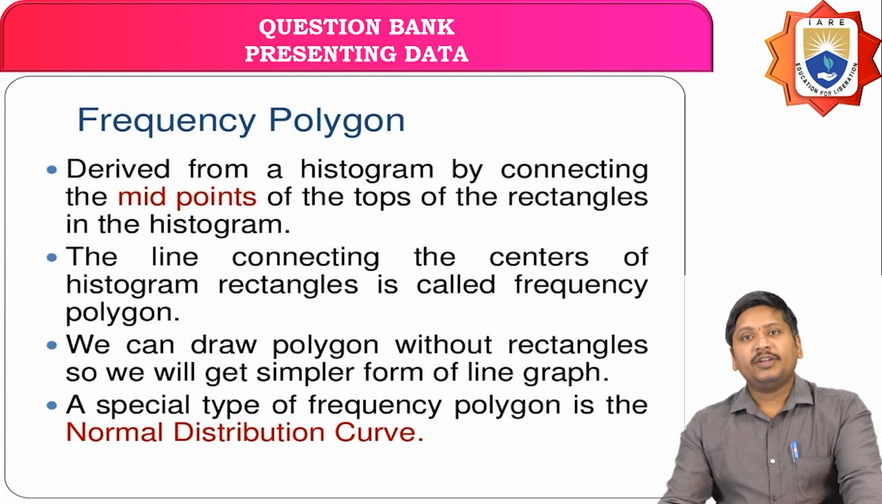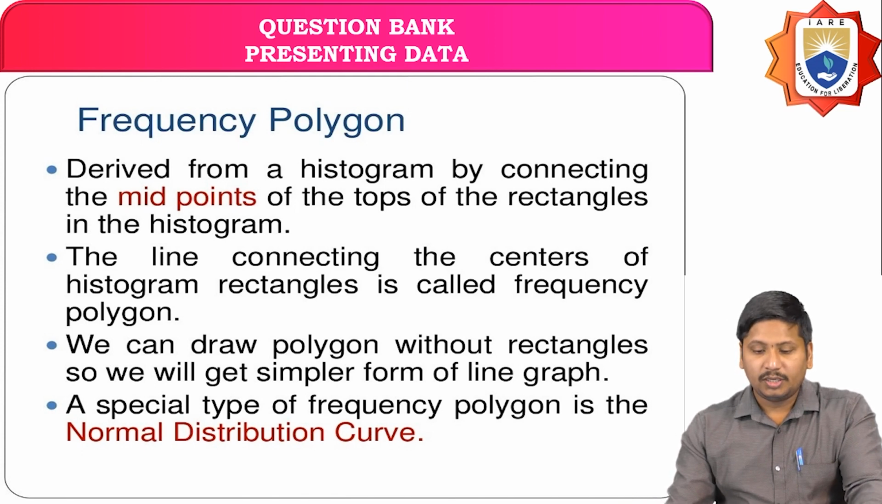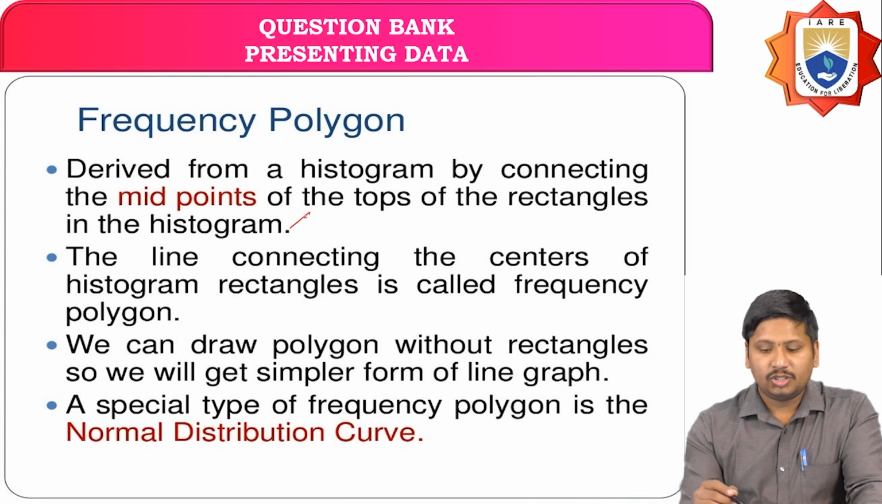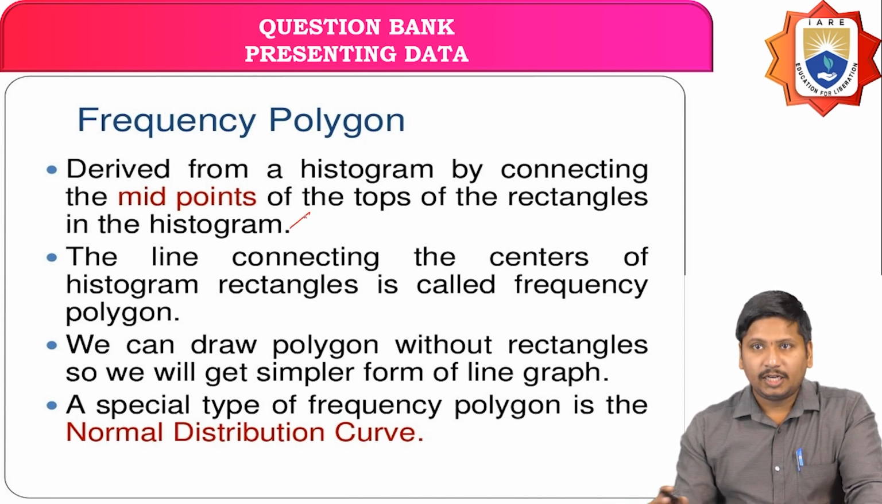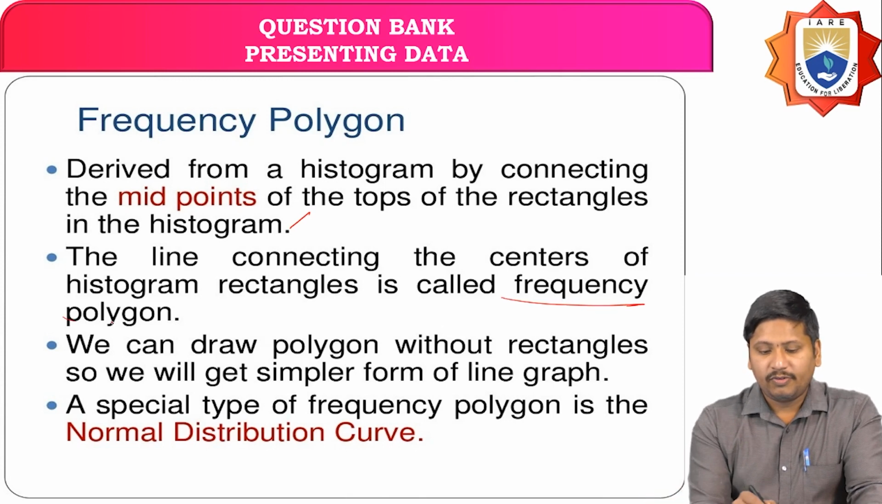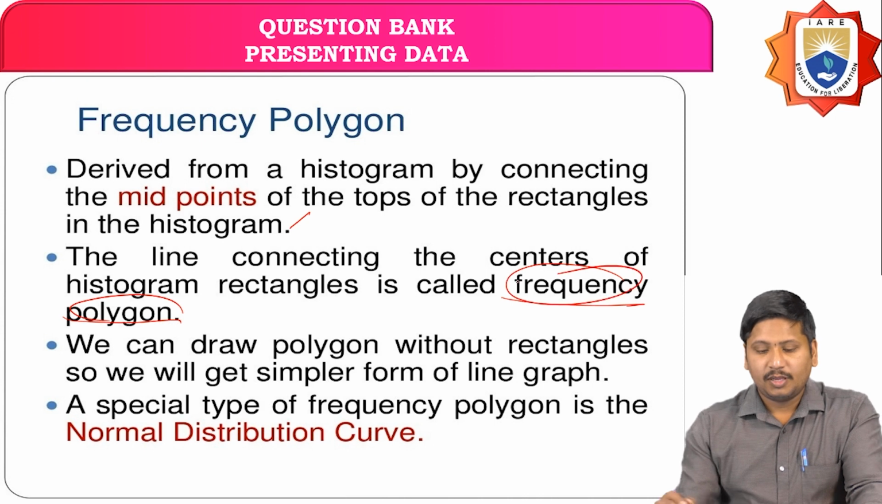And the next one is the frequency polygon. This frequency polygon is derived from the histogram by connecting the midpoints of the tops of the rectangles in the histogram. The line connecting the centers of the histogram rectangles is called the frequency polygon, and we can draw this polygon without rectangles, so that it is a simpler form of the line graph.